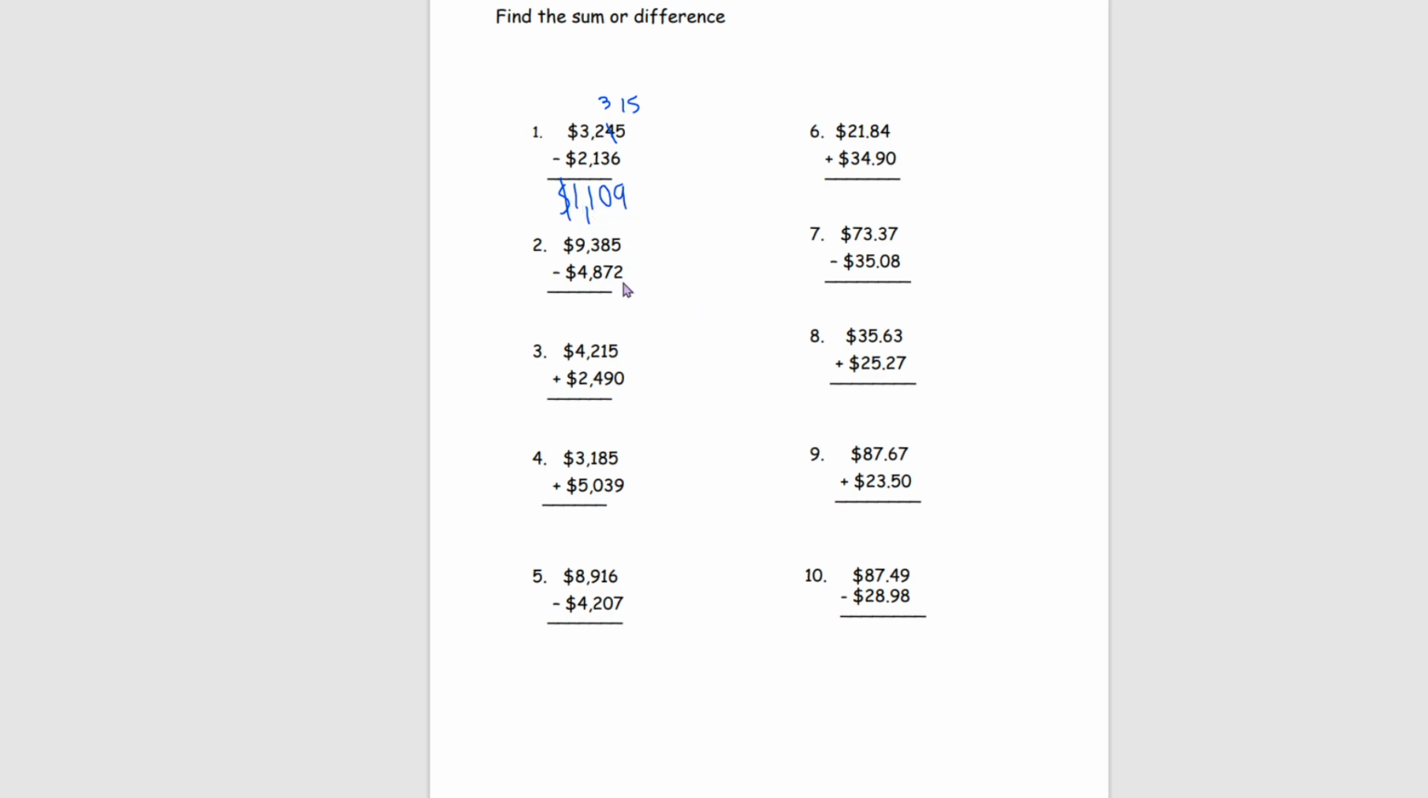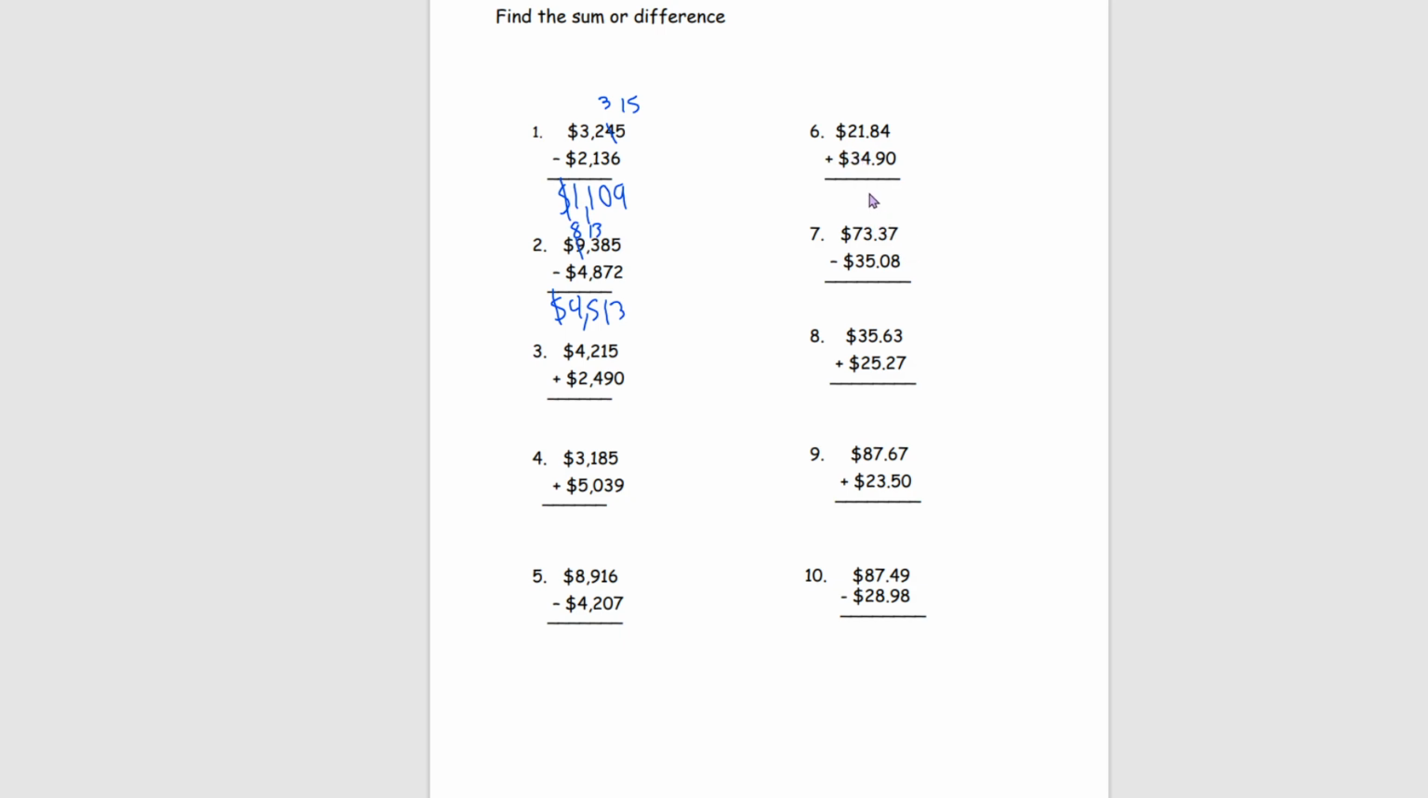So number one is $1,109. For number two, it's the same thing. We subtract 5 and 2, which gets us 3, 8 and 7, which gets us 1. 3 minus 8 is not possible, so we're going to borrow 1 from right here. It turns into 8, and this becomes 13. 13 minus 8 is 5, and then 8 minus 4 is 4. So number 2 is 4,513.